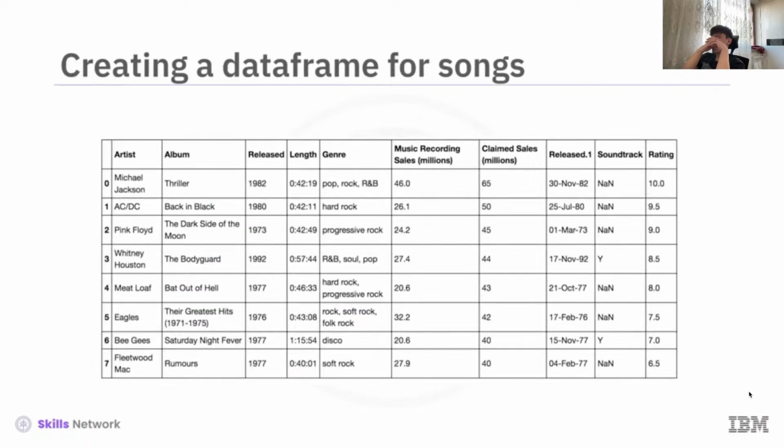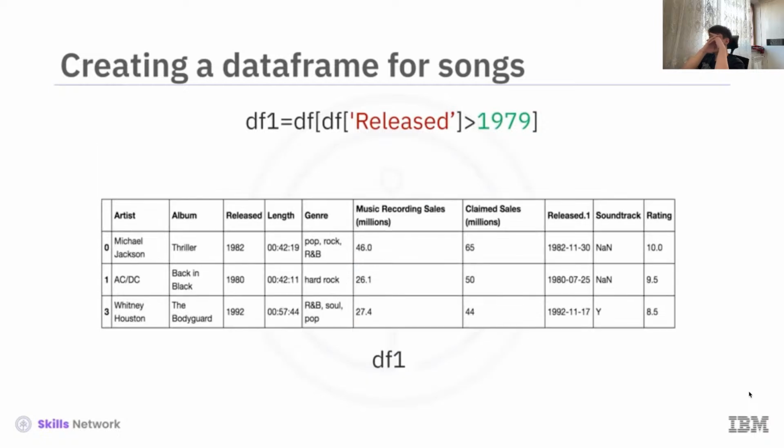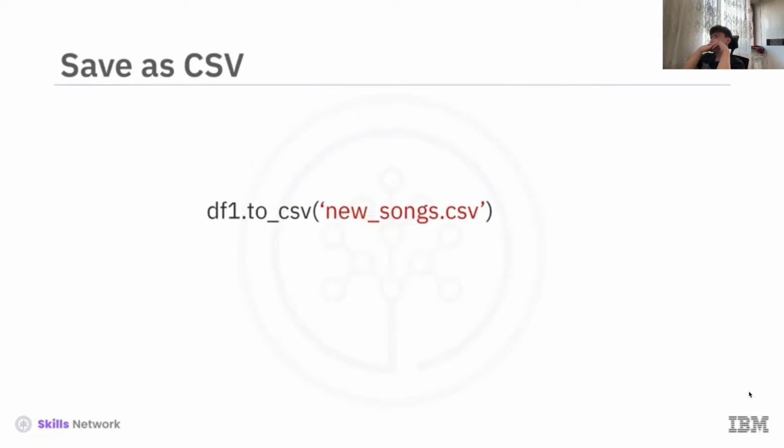We can select the specified rows in one line. We simply use the data frame's name, and in square brackets we place the previously mentioned inequality and assign it to the variable df1. We now have a new data frame, where each album was released after 1979. We can save the new data frame using the method to_csv. The argument is the name of the CSV file. Make sure you include a .csv extension. There are other functions to save the data frame in other formats.